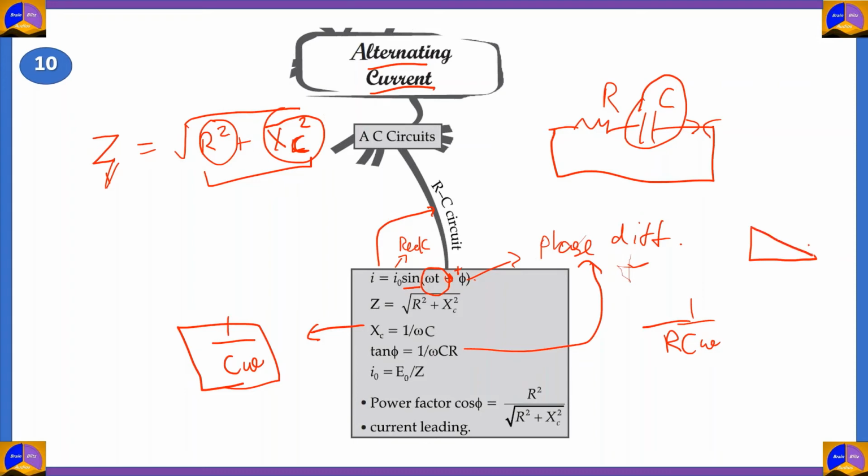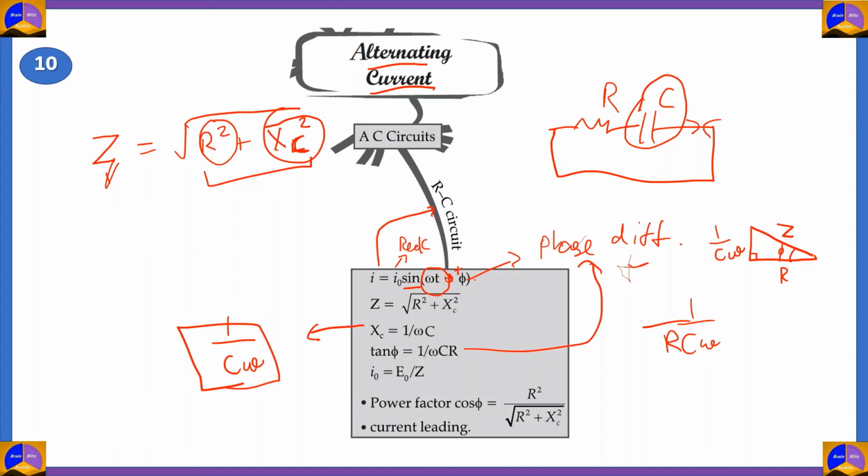So what we get here is Z, the hypotenuse, and then the adjacent is R, the angle is phi, and the opposite is 1 by C omega. So this is the triangle with which we're dealing. This is a simple representation of the direction, because we're using tan, so we can make it into a right angle triangle.